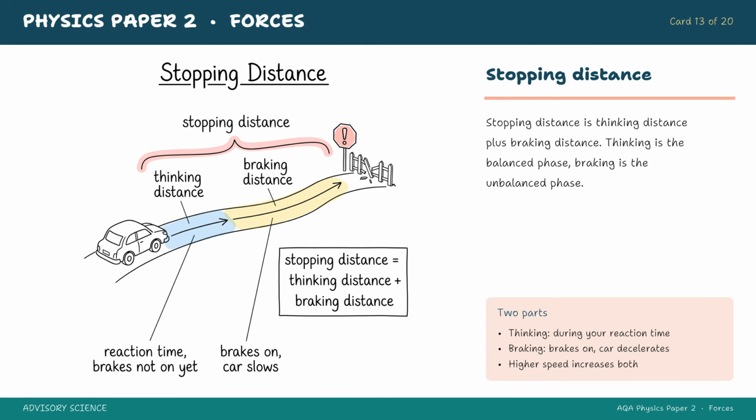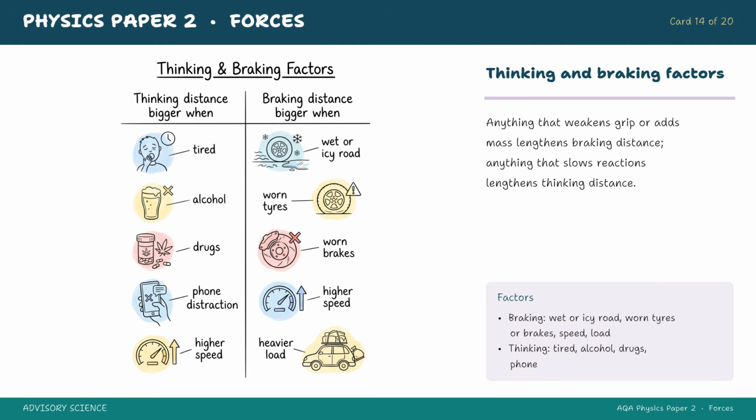Thinking distance comes first, the gap between seeing the hazard and your foot reaching the brake. The forward force from the engine and the backward forces of air resistance and friction are balanced, exactly like Newton's first law and the flat line on a velocity time graph. Thinking distance is how far the car travels during your reaction time. Anything that slows your reactions makes it longer. So being tired, drinking alcohol, taking drugs, or looking at a phone all stretch the thinking distance out.